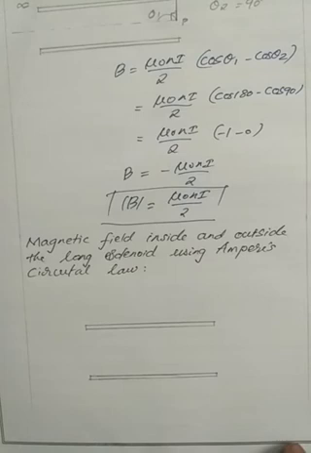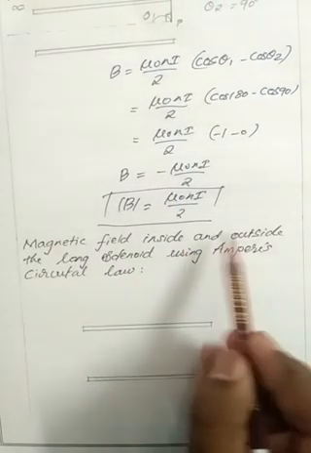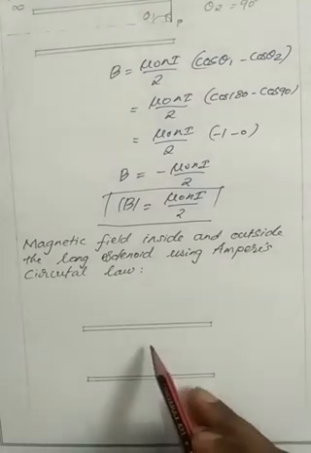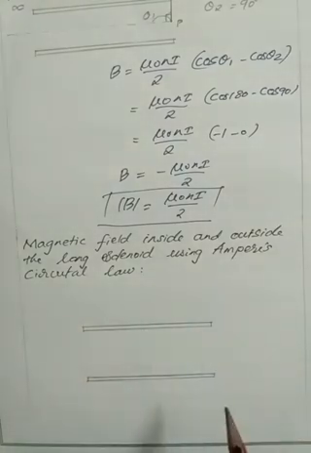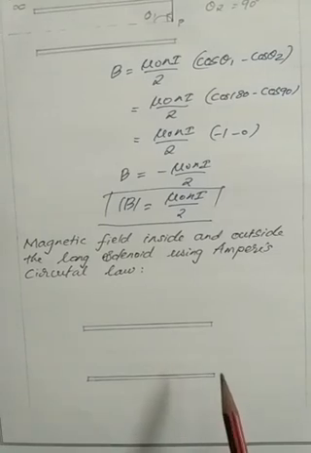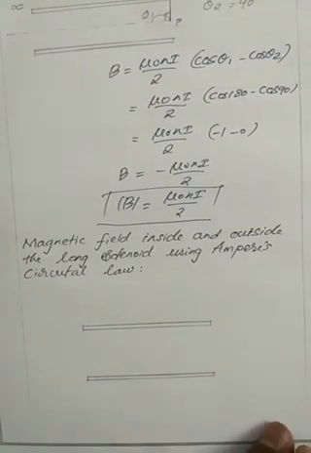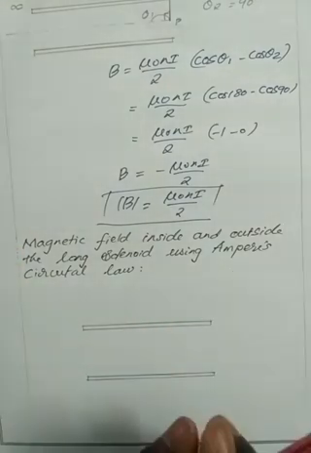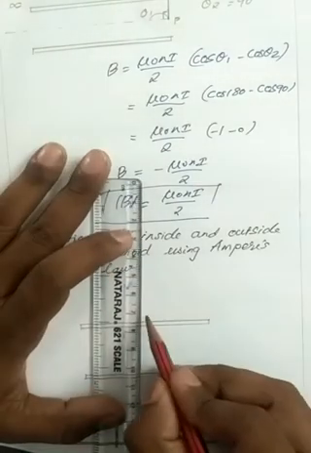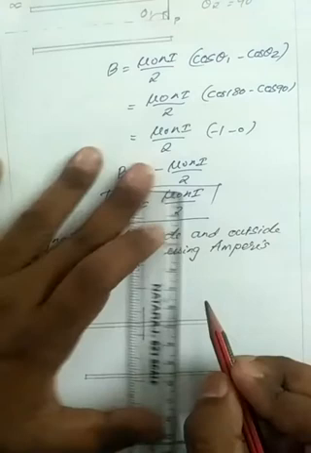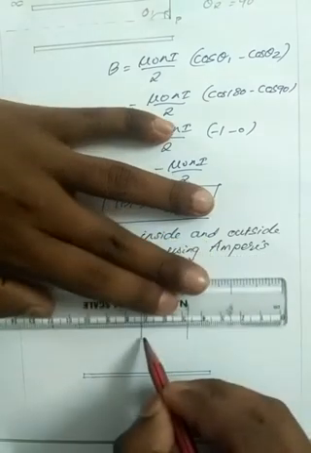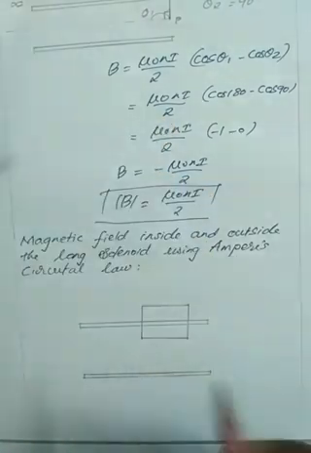So in this topic we are going to find the magnetic field inside and outside the long solenoid using Ampere's circuital law. By using Ampere's circuital law, we are going to find the magnetic field inside as well as outside the long solenoid, that is, an infinite length solenoid. For that, first I have to draw one Ampere loop which covers the area inside as well as outside the long solenoid. So I can draw a loop. So this is my Ampere's loop.